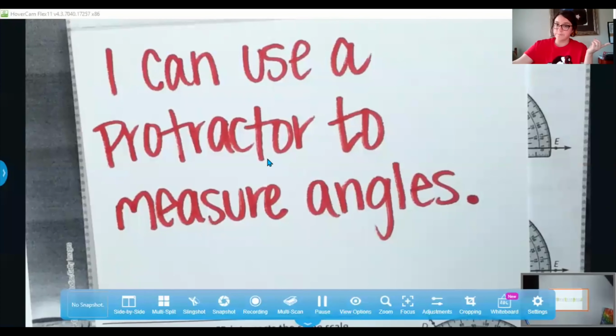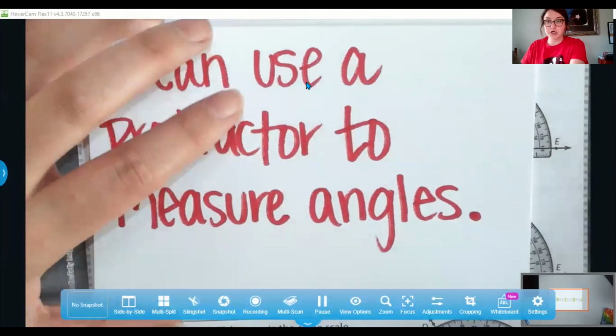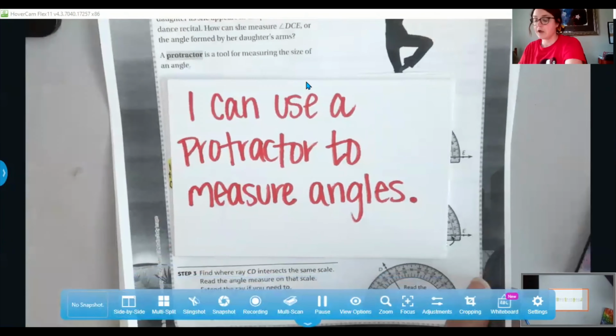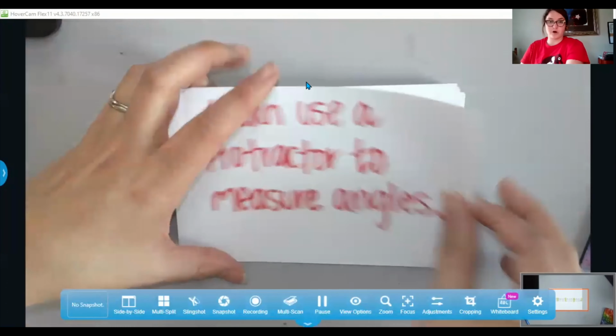All right, I am going to share my screen with you so you can see what we are doing today. Today, we're going to take our knowledge from last video and use our degrees and a protractor to measure angles. So I am going to show you our different anchor charts from the last time that we were here so that you can see a little bit of what we did before.